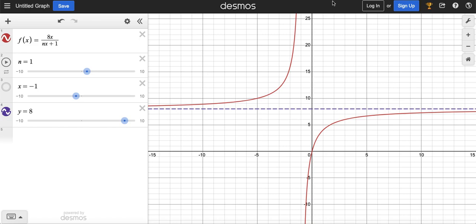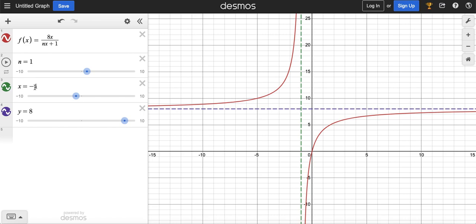Okay, to find the vertical asymptote, we need to find what vertical line my graph approaches. Just by looking at this graph, it looks like it's approaching the line x is equal to -1. And if we graph that, it'll be easier to see. So when n is equal to 1, the horizontal asymptote is y is equal to 8, and the vertical asymptote is x is equal to -1.